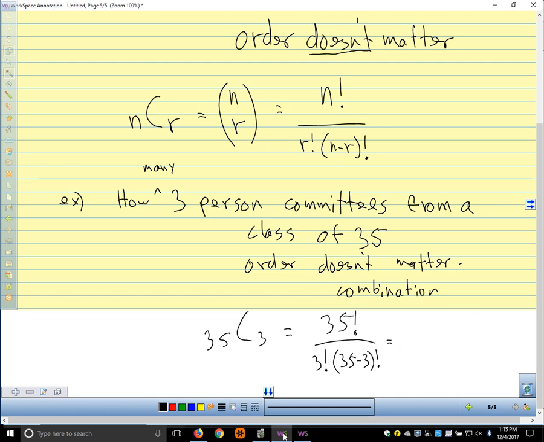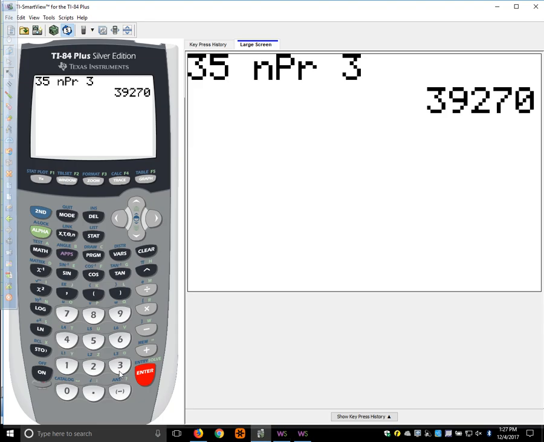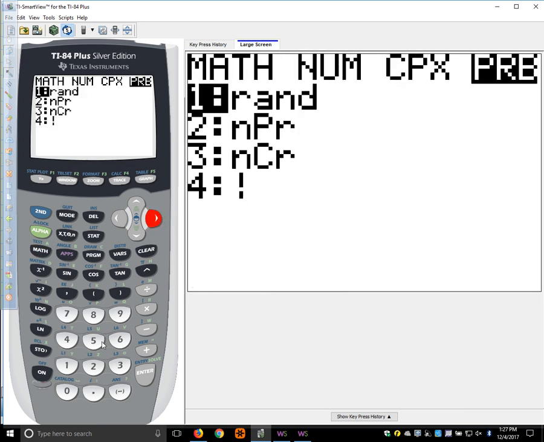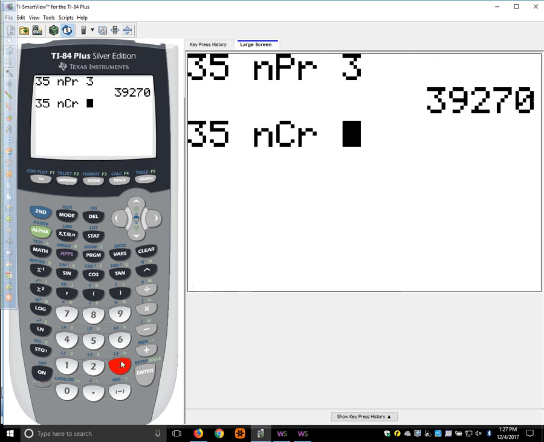And I'm going to go to my calculator. I'm going to do 35, go to math, over to probability, do number 3, and this is 3. And we get 6545. So quite a few fewer combinations than permutations.